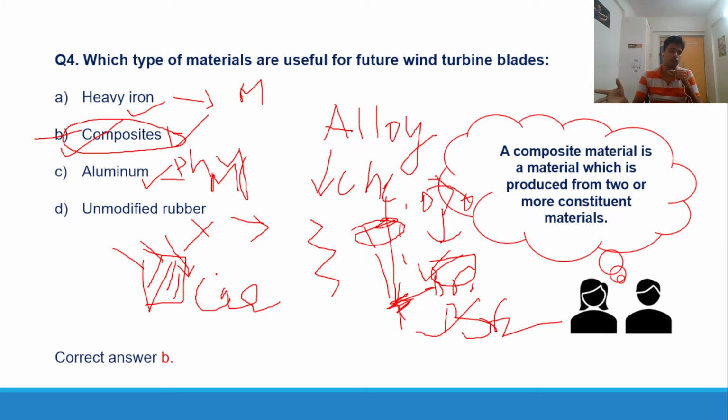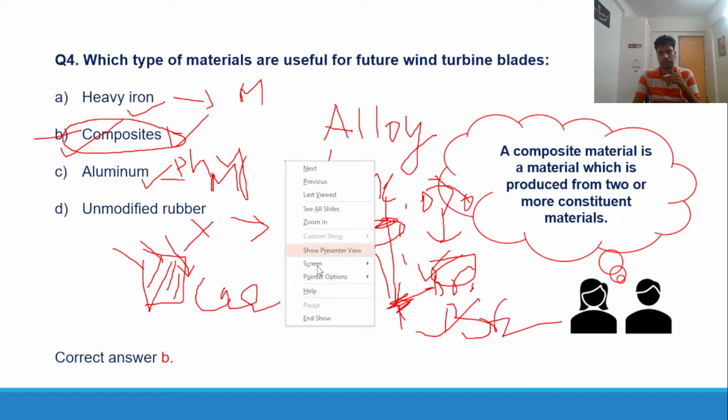There is so much work going on in these composites, and composites have lots of applications. You will see that most of the materials you use are probably composites. They are also used in aeroplanes and in ships. So a lot of places you see composites applications.